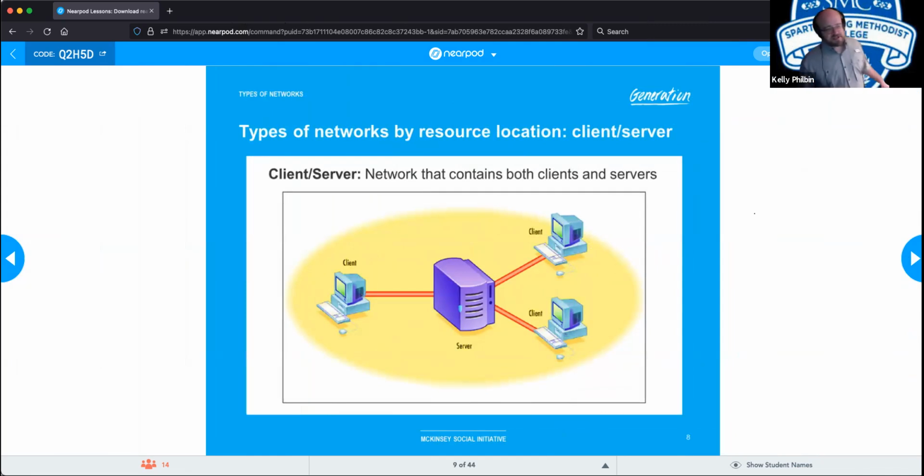Types of networks by resource location: client and server. A server can be something dedicated, like an email server or proxy server, or something that's not necessarily dedicated, like your main computer in your house sharing media amongst the rest of the house. It also could be something like a network attached storage, where it's serving up resources for the rest of the house. The server is the one providing the resources. The clients are the ones utilizing the resources.